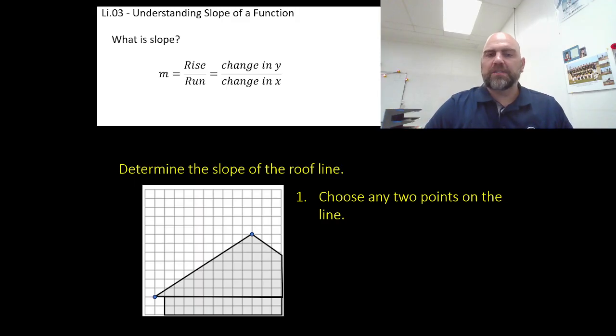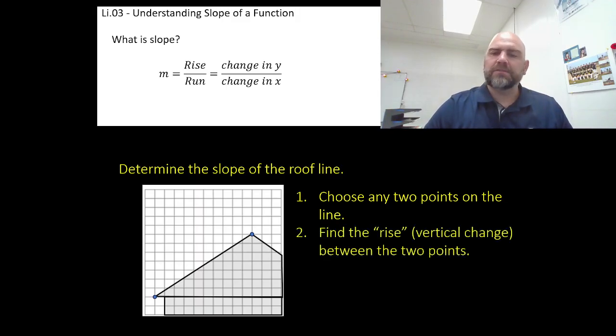Second thing that we need to do is figure out the rise, or the vertical change, between the 2 points. Now you'll notice in the formula above there in that white box, it says that the m, which happens to be our slope, is the rise divided by the run, or rise over run. I like to keep it as a fraction, but we can put it into a decimal as well through division.